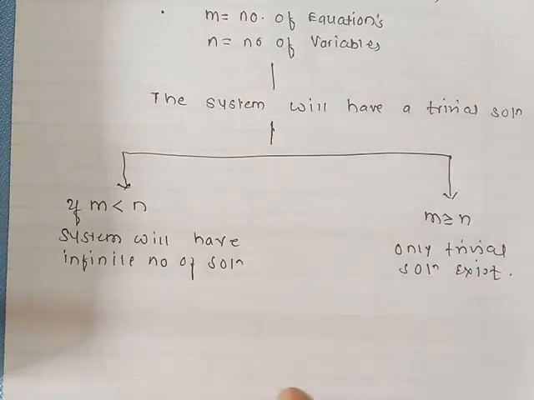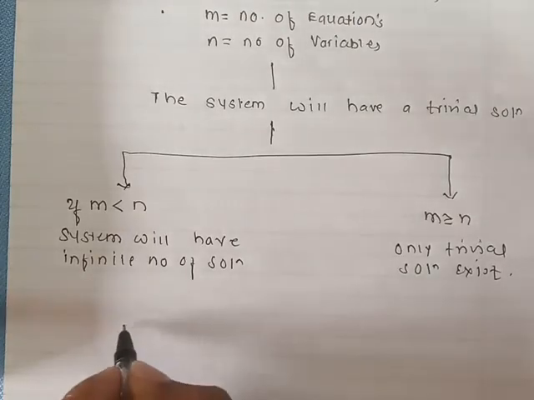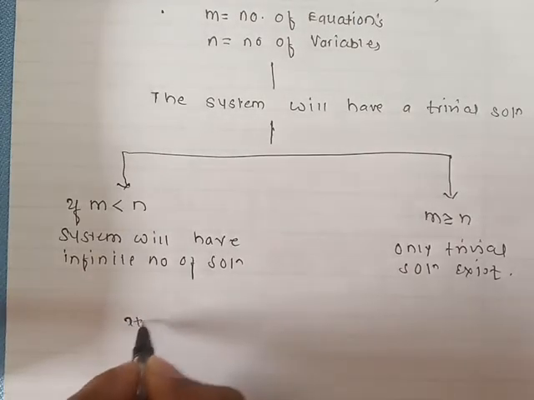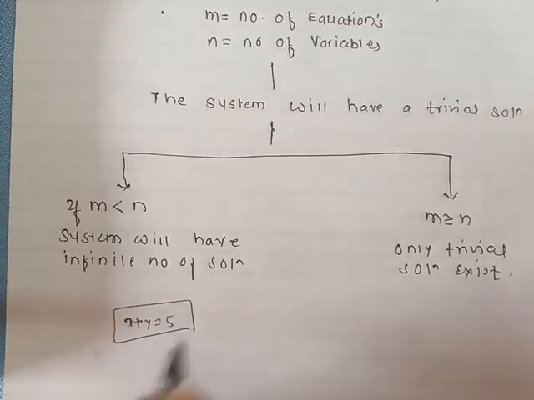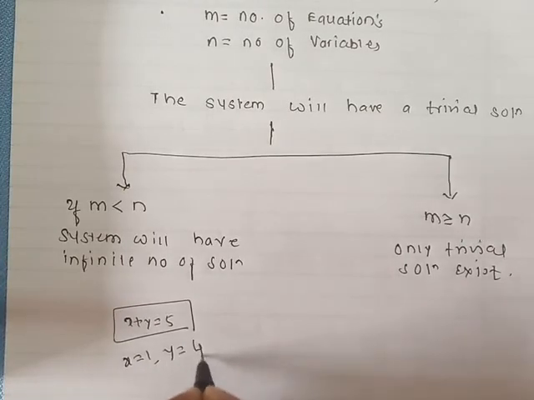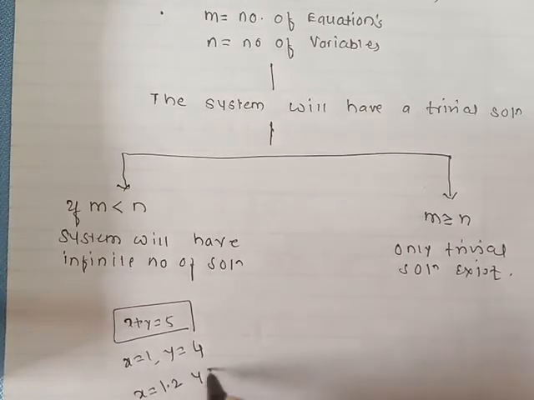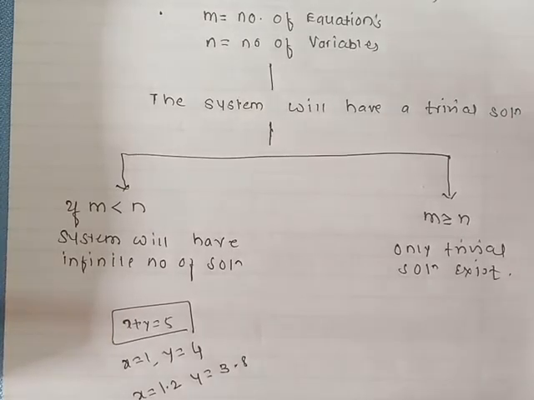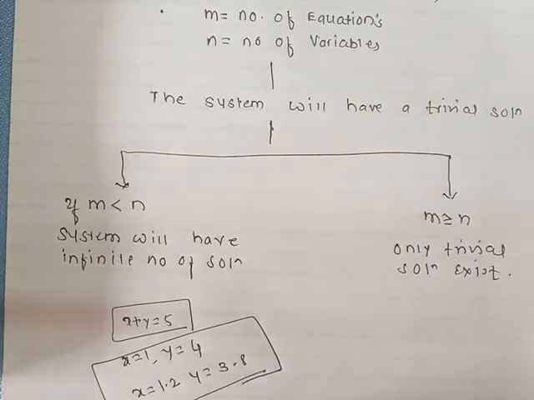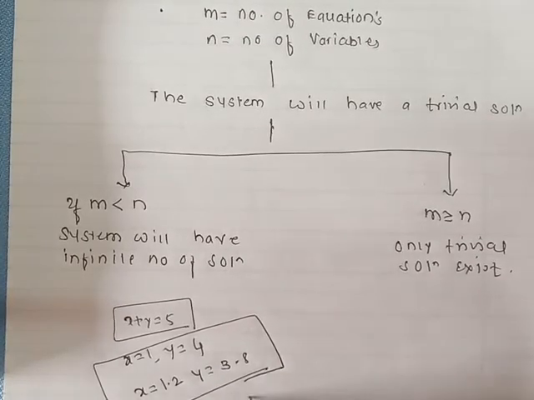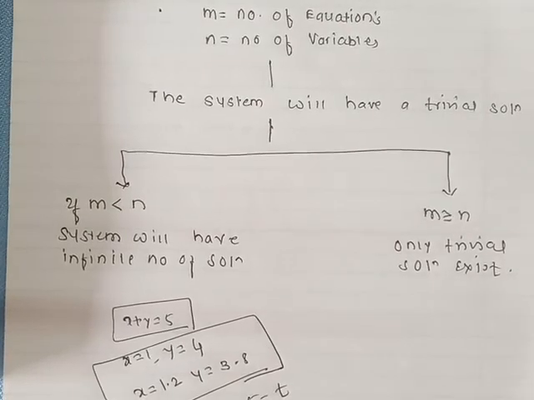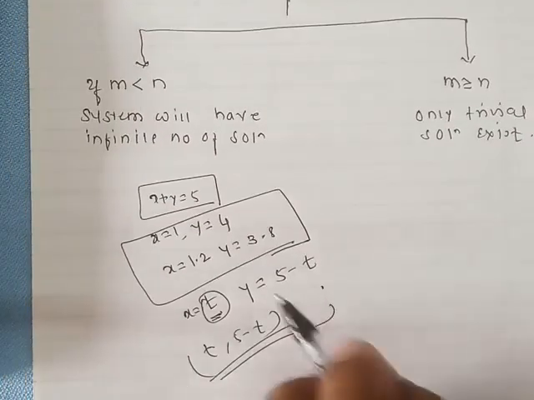Here we are only dealing with how many solutions exist for the given system of equations. In the first example we have a single equation, x plus y is equal to 5. How many solutions are there? Infinite solutions, because if we choose x is equal to 1, y is equal to 4; x is equal to 1.2, y is equal to 3.8, and so on. If we choose x is equal to t, then y is equal to 5 minus t, where t is any real number, and that pair t comma 5 minus t is the solution for the system of equations.